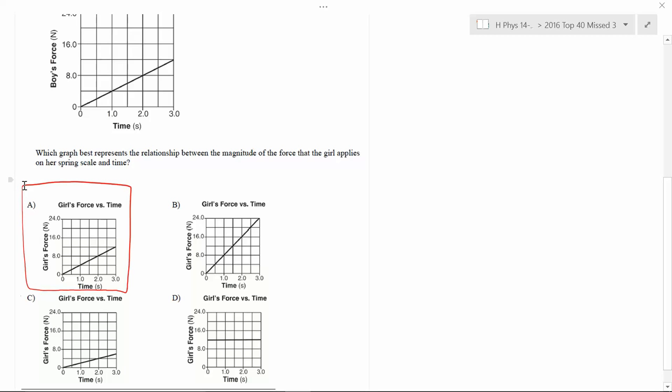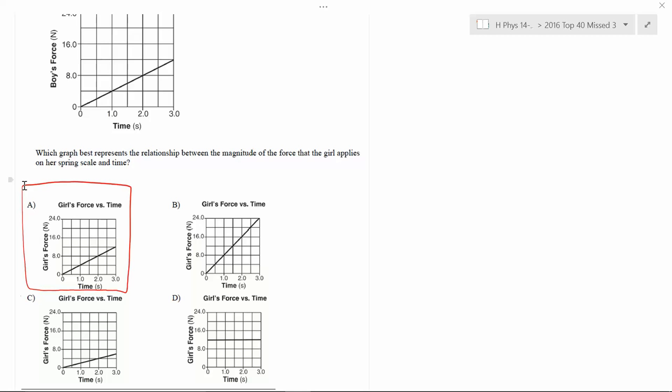Yet another Newton's third law question. Yeah, there's a spring involved, but that's irrelevant. As hard as the boy pushes on the girl, the girl pushes on the boy. Forces are always interactions between two objects. So you are looking for a graph that is identical to the one for the boy.